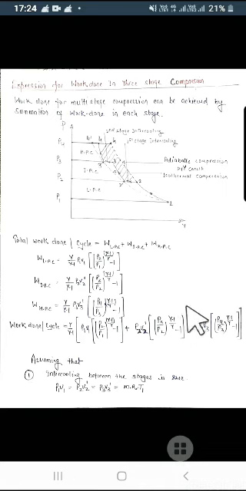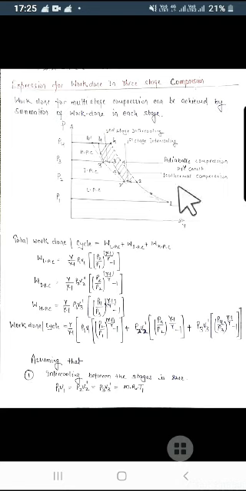Now, assuming the intercooling between the stages is the same, or we can say that the intercooling will be perfect intercooling. What is the meaning of perfect intercooling? Perfect intercooling means the compressed air after the compression passes through the intercooler, and after the intercooler it becomes cold.